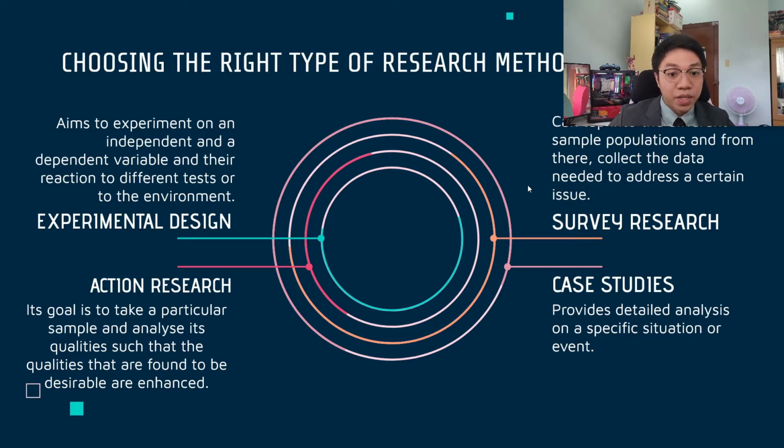The next type would be survey research, where the researcher can tap into the different sample populations and collect the needed data to address a certain issue. So, if the researcher wishes to determine the different engineering management skills of different engineering, procurement, and construction firms, then a survey research is the way to go.